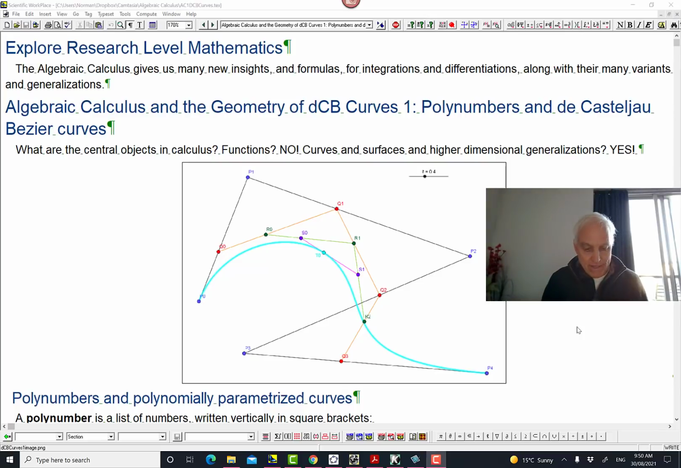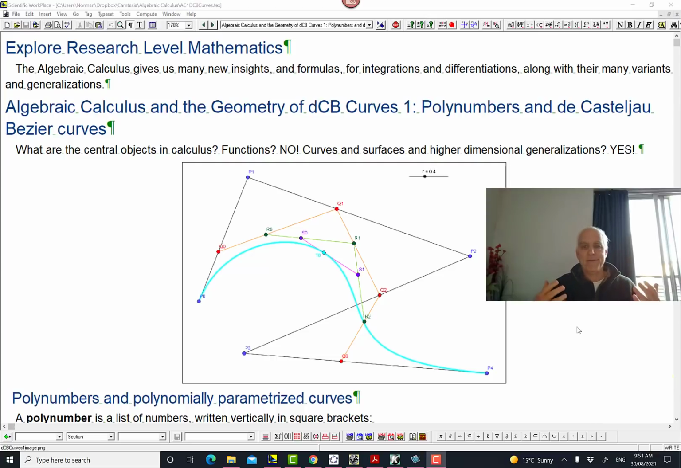Now, remarkably, these things really only came into clearer focus in the 1960s with the work of Paul de Castelnau and Pierre Bézier, two brilliant French car engineers who really transformed this entire area of algebraic geometry. And for us, these objects are actually not just important in algebraic geometry and the theory of curves, but they're actually the central objects in calculus.